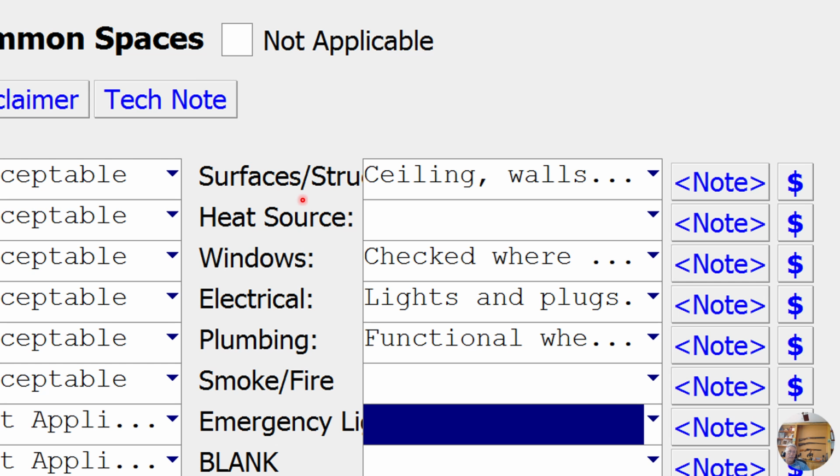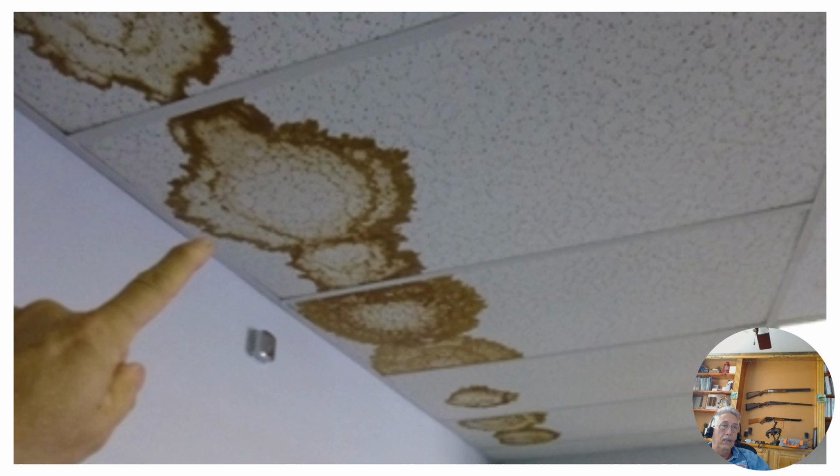So S is surface of structure, H is heat. You're supposed to have heat sources in different areas of the building. Windows, doors, and vents. E is electrical, P is plumbing, the second S is smoke and fire suppression. So I have my template arranged in that manner too, and it works for me. If you want to try it out, you can, but I've been doing it this way for probably 15 years and I think it works very well.